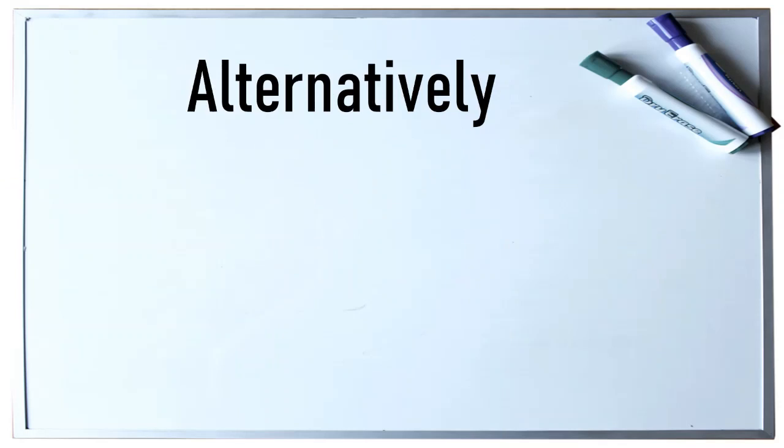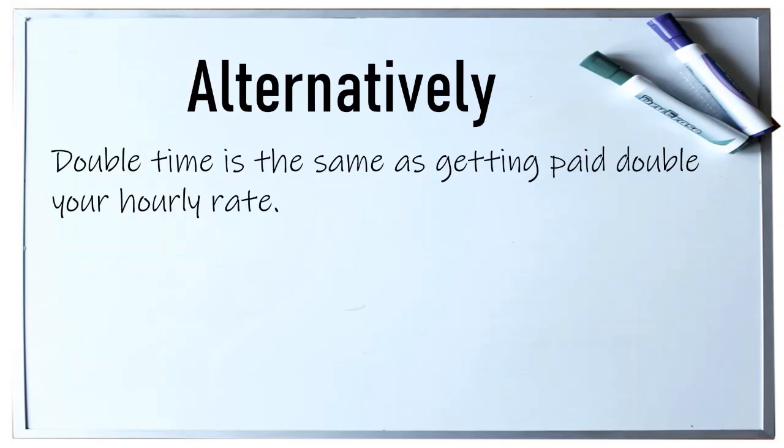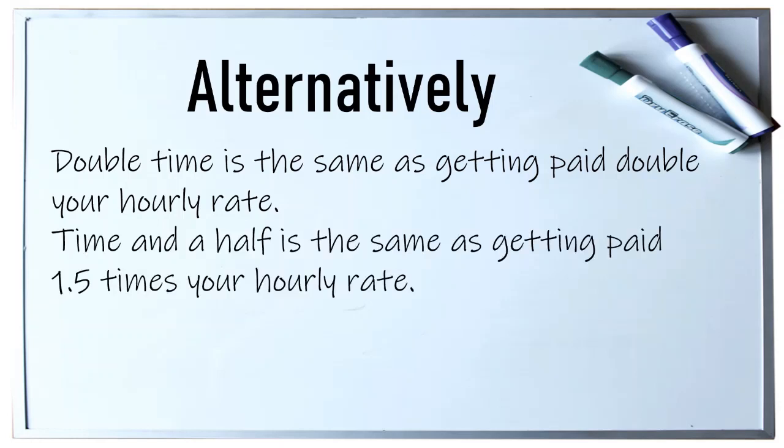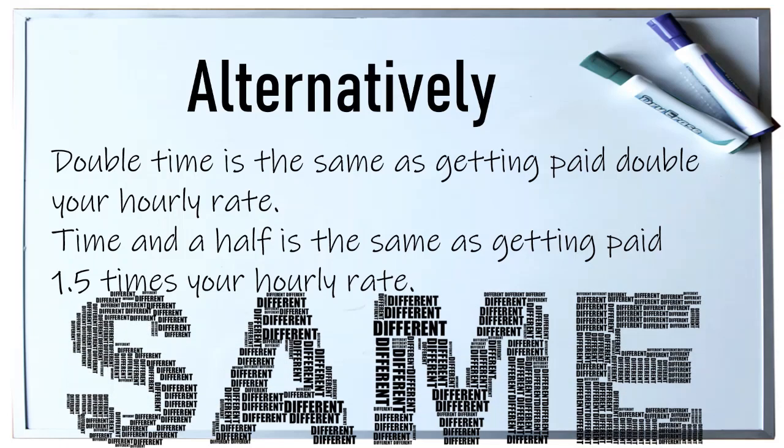There is an alternative way of looking at it. Double time is the same as getting paid double your hourly rate. Time and a half is the same as getting paid 1.5 times your hourly rate. So it is more or less the same thing.